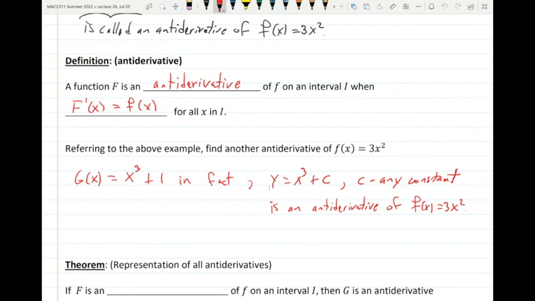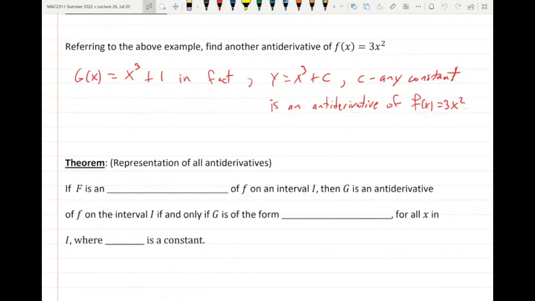So let's try to answer this question. The good thing is that no. Here is the non-trivial answer to this: the moment that you find one antiderivative, that's it. Any other antiderivative has to have the form that guy plus c, where c is a constant.